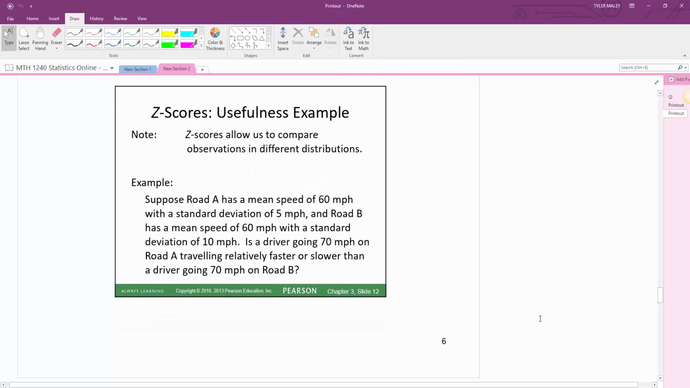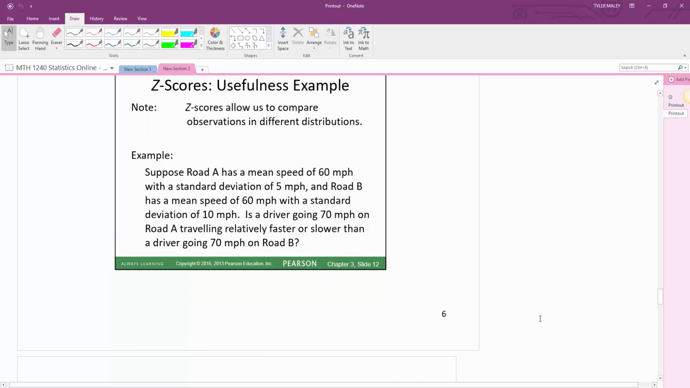All right. So here's an example of z-scores. Remember, this is an important note: z-scores are unitless, and they're what we call a standardized measure. So z-scores can help us compare observations in different distributions. If I compute z-scores in one sample and compute them in another sample, we're able to compare the different distributions. So this example says, suppose road A has a mean speed of 60 miles per hour with a standard deviation of 5 miles per hour, and road B has a mean speed of 60 miles per hour with a standard deviation of 10 miles per hour. Is a driver going 70 miles per hour on road A relatively faster or slower than a driver going 70 miles per hour on road B?